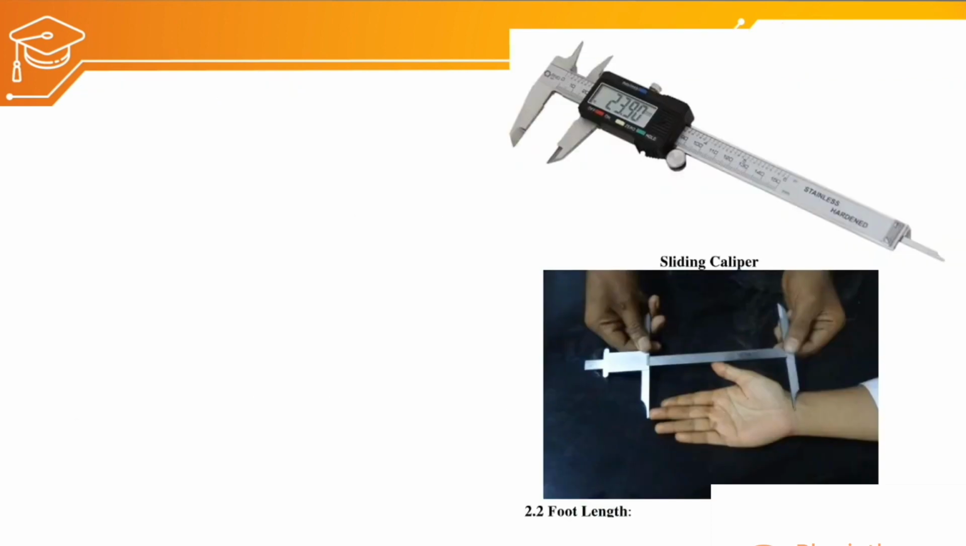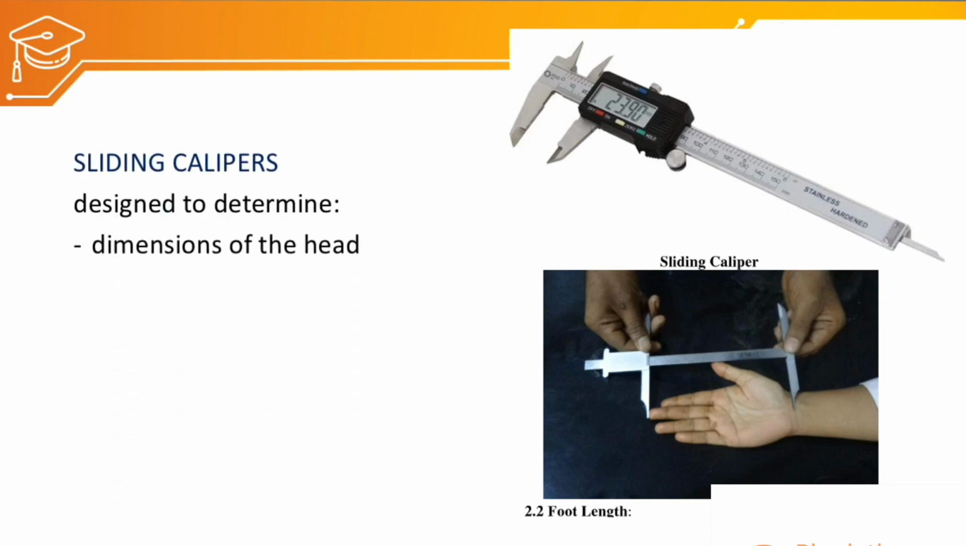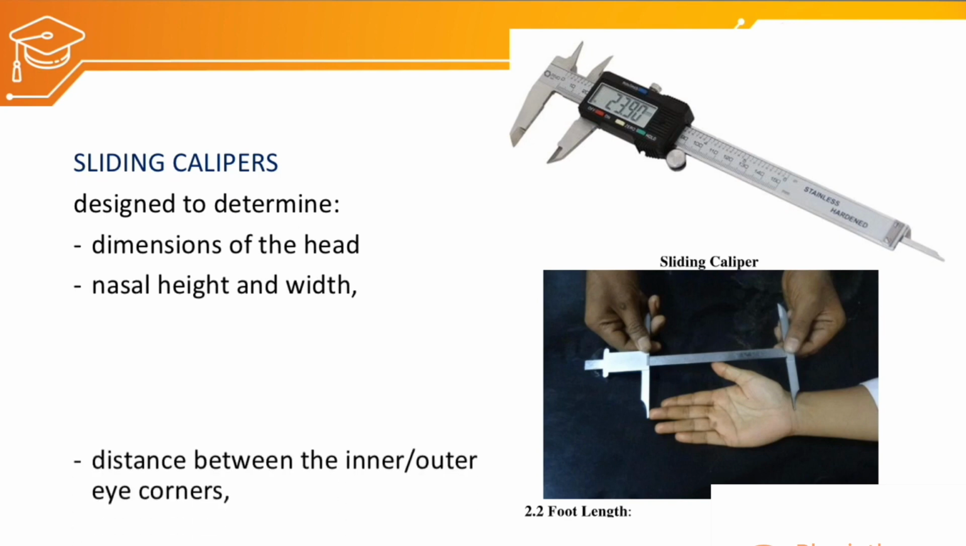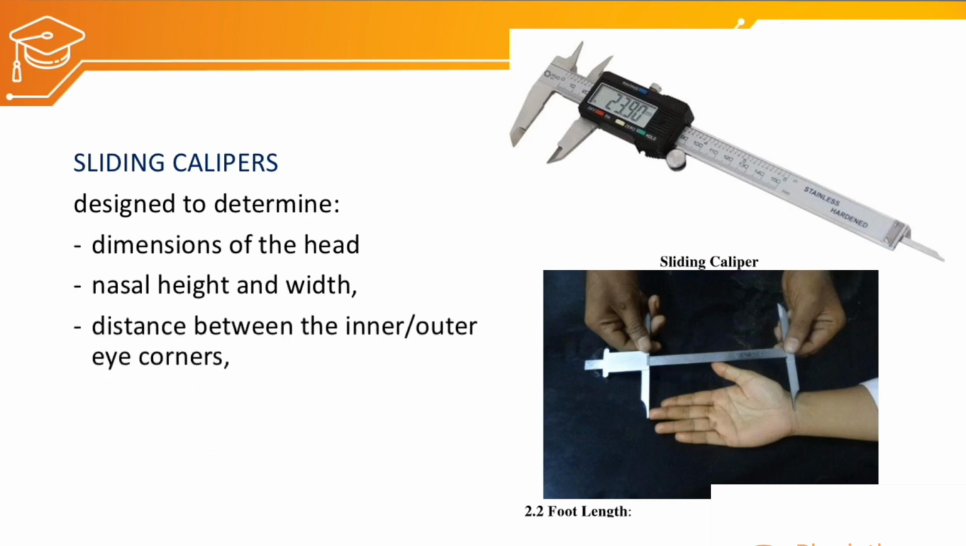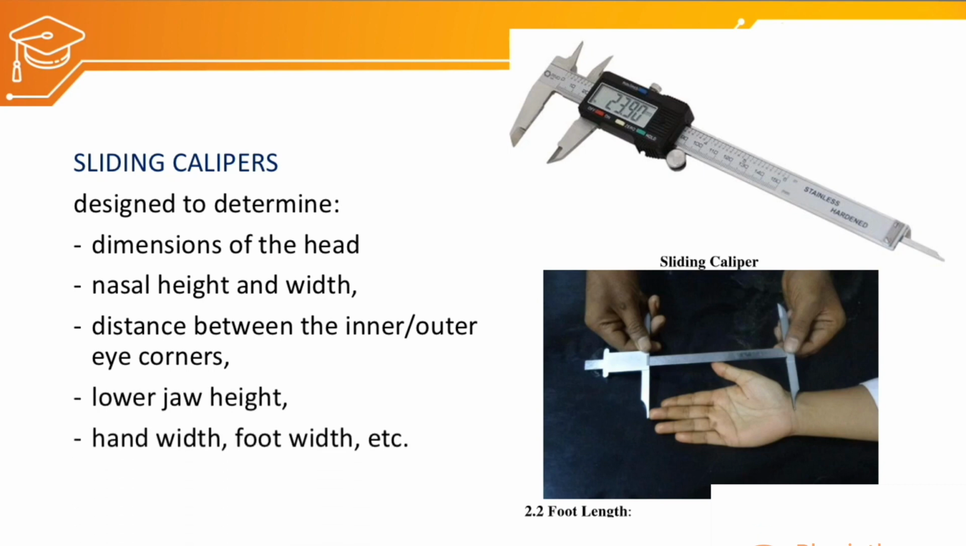The next type of instrument is called sliding calipers. This is designed to determine the dimensions of the head or the nasal height or width. It also can be used to measure the distance between the inner and outer eye corners. It can be used to measure the lower jaw height, hand width or foot width, etc.